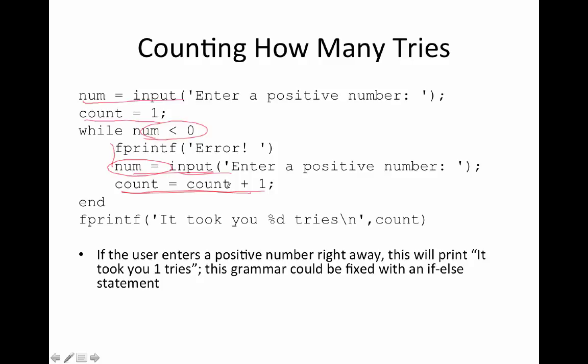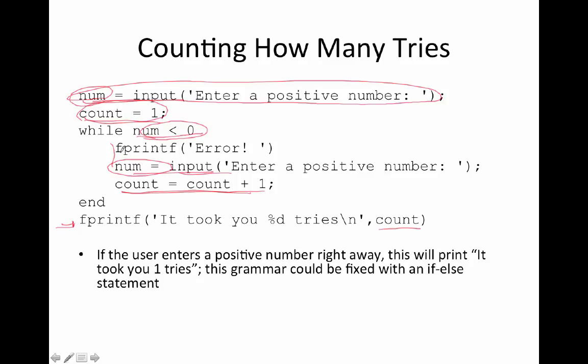So once we get out of the loop, we're going to print how many tries it took, so the value of the variable count. So if again, the user actually followed instructions the very first time we prompted for a positive number and the user entered a positive number into num, that's going to make this condition false. We get out of the loop, and count would have the initial value of 1. So it would print, it took you 1 tries, plural.